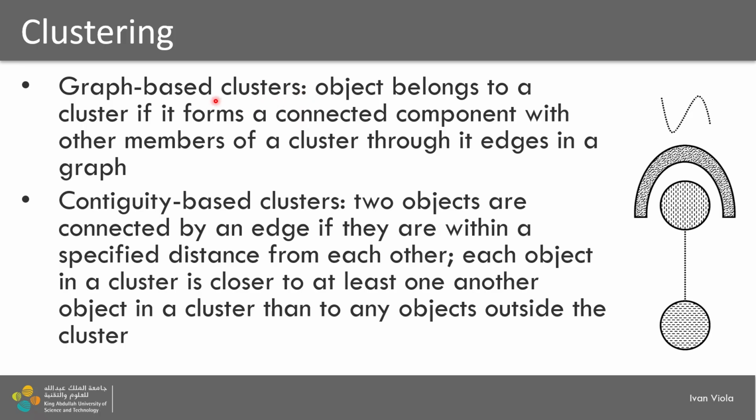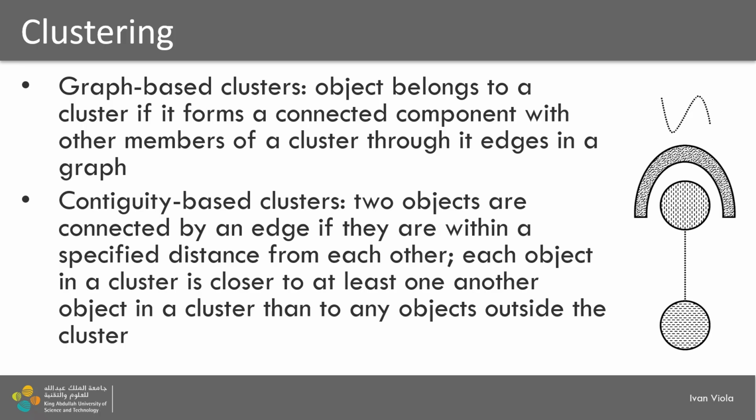So in case we have a relationship, explicit physical or implicit established relationship between objects, objects can belong to a cluster if it forms a connected component with other members of a cluster through its edges in a graph. So a cluster will be simply defined as a connected component in a graph and it can have actually arbitrary shape as long as the nodes are connected by edges.